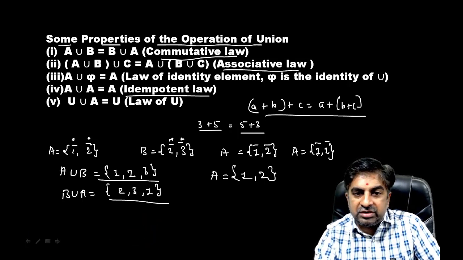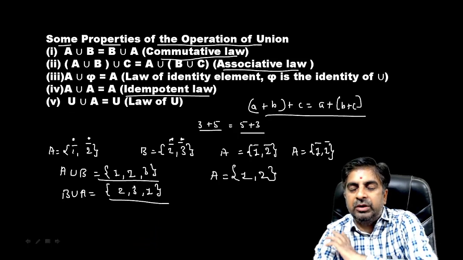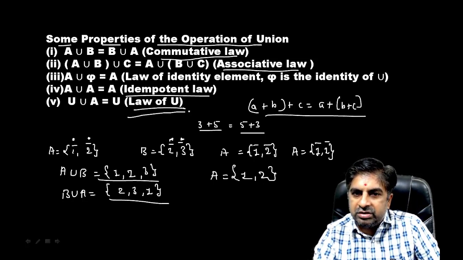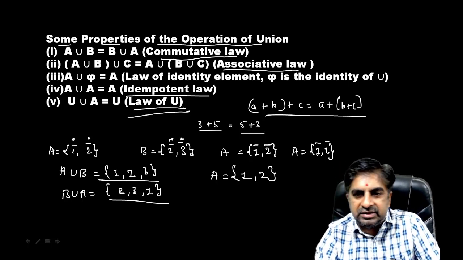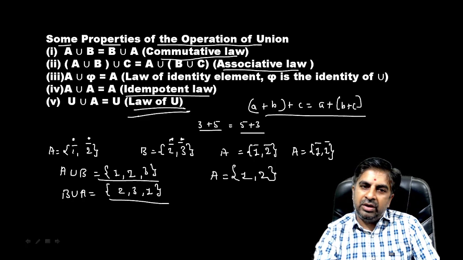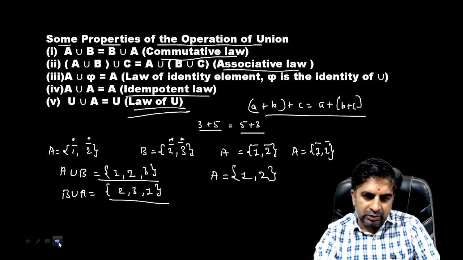Now universal set union A. Universal set means everything is inside that. If you try to union A with the universal set, that will be universal only, because everything is already inside that, all the elements are there. So universal union A will be equal to universal only.